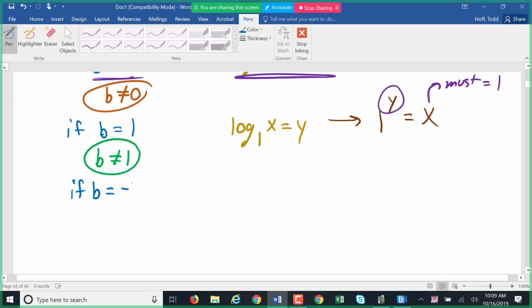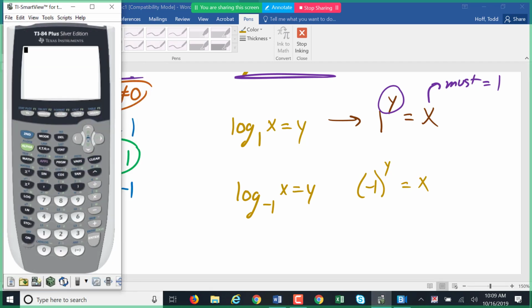What if b were negative? Let's just try negative 1. We would have log base negative 1 of x equals y. That's saying negative 1 to the power of y equals x. Well, negative 1 to any power is either going to be positive 1 or negative 1. I can't take negative 1 to a decimal power, so it has to be an integer power.